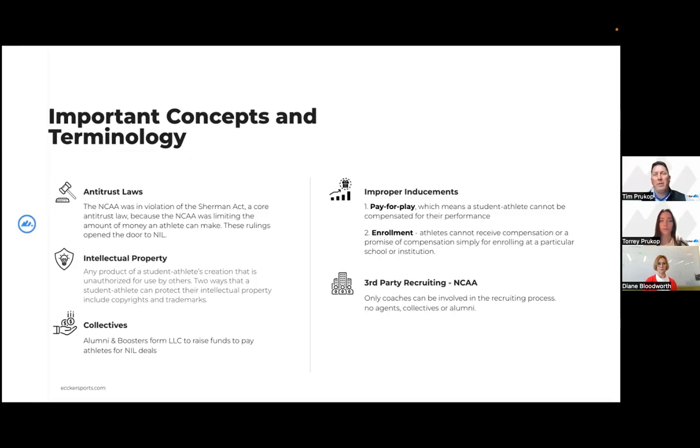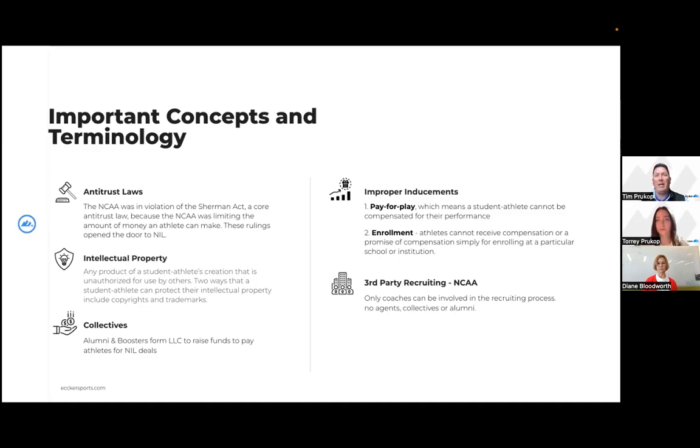Collectives are groups of alumni and third-party organizations that are set up to help create an organization where money can be put into a collective and be distributed to student athletes. And there are a couple of key things to make sure that you understand as you're going through recruiting. Diane will get into more things like this. The NCAA said that student athletes could monetize their name, image, and likeness, but that NIL money could not be used to pay for performance.